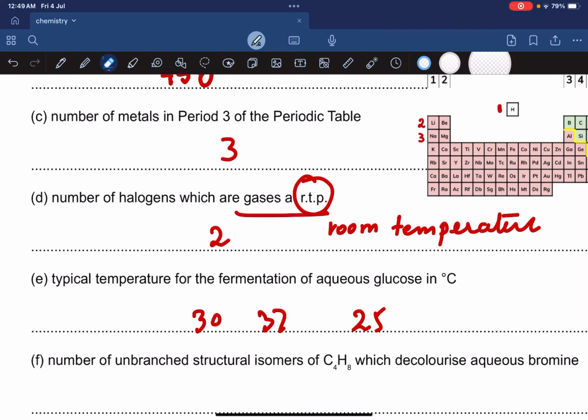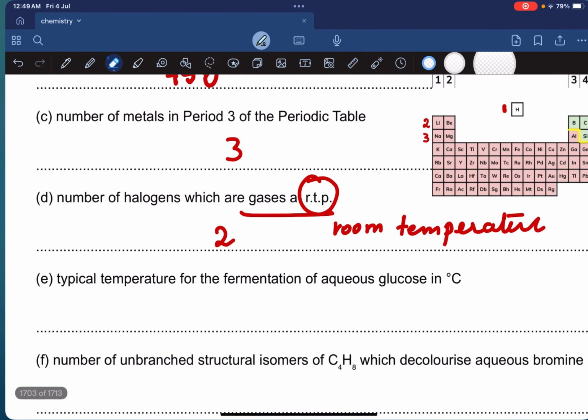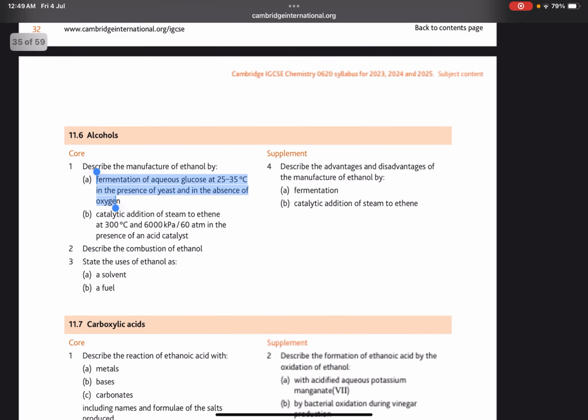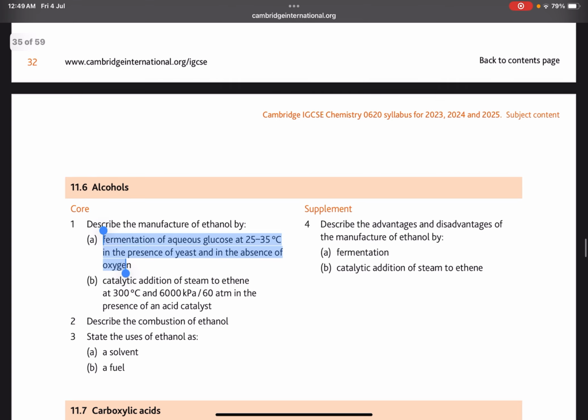You don't have to get confused. You just have to refer to the syllabus. You should know the syllabus by heart. It is clearly mentioned in the syllabus. This is the Cambridge IGCSE syllabus for 2023 to 2025, okay?